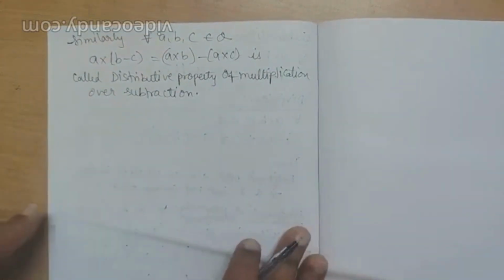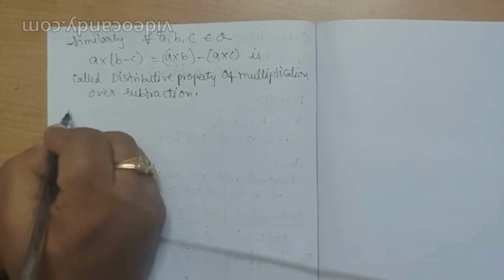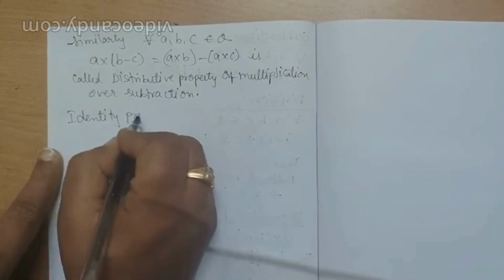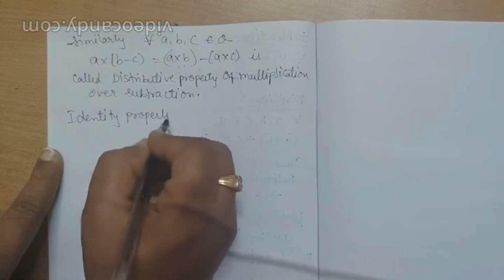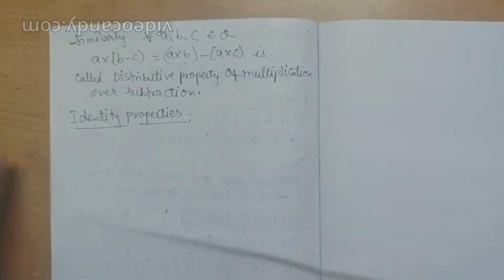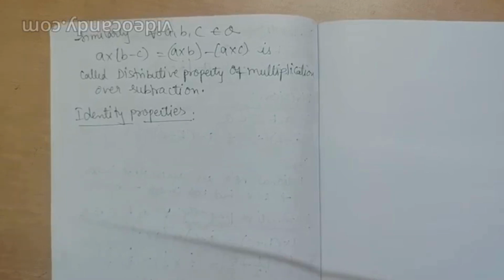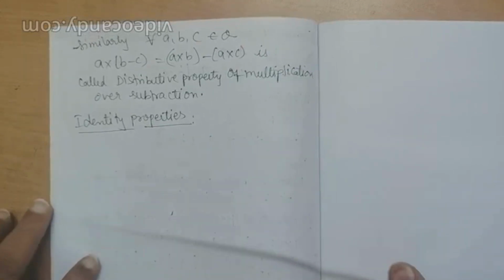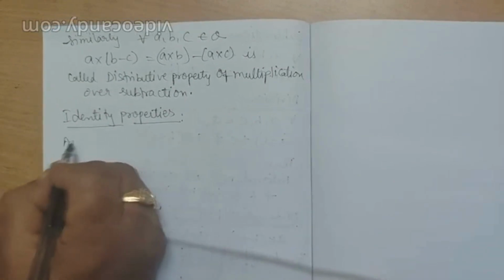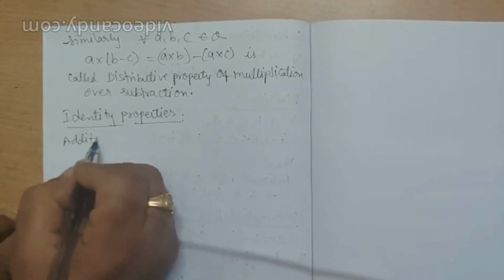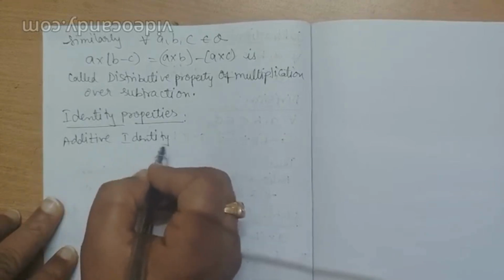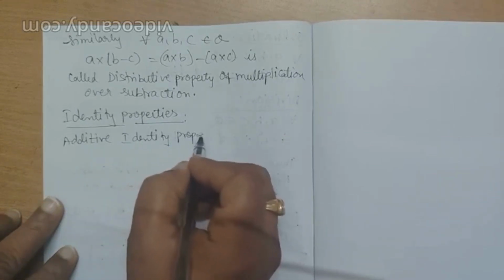Our next property is identity properties. In identity property, we have two properties. They are additive identity property and multiplicative identity property. Let us start with additive identity property.